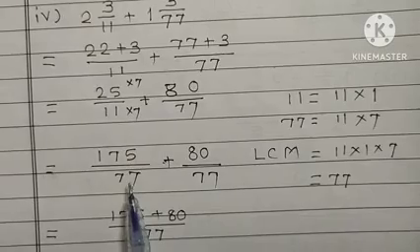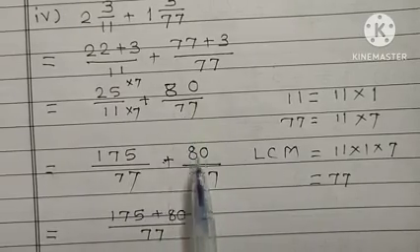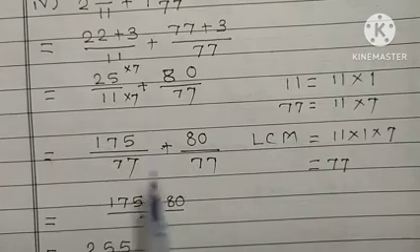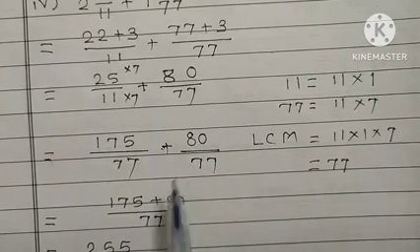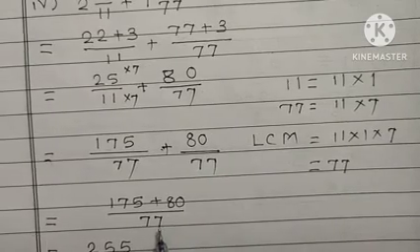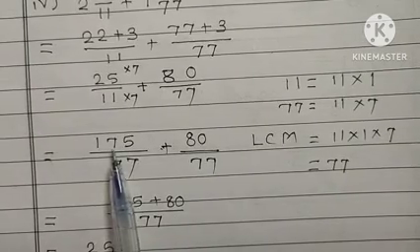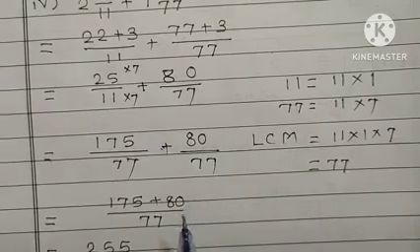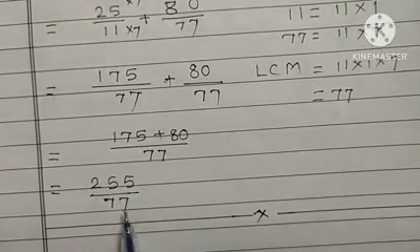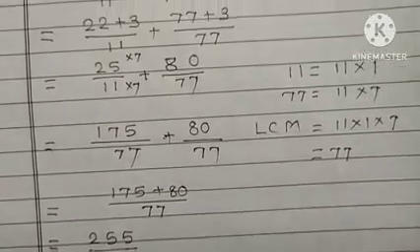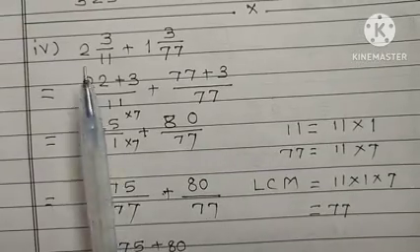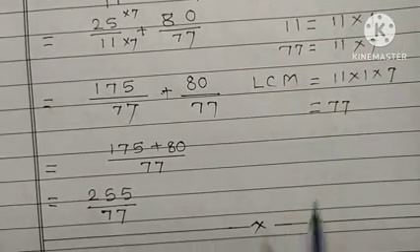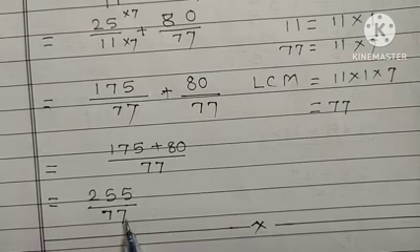This is the product. Plus 80 upon 77. Then the LCM is 77, that means the denominator is the same. Therefore, write 77 as the LCM and add 175 plus 80. This addition is 255 upon 77. Therefore, the addition of these two mixed numbers is 255 upon 77.